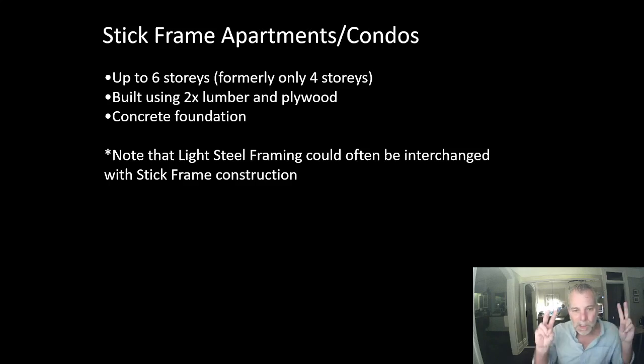So a 2x in our air quotes is nominally 2 inches wide. That is, it's actually 2 inches wide, and then it is planed or dressed and winds up being 1.5 inches wide or 38 millimeters. But they call it 2x because it starts off at 2 inches wide. And then the depth varies from nominally 4 inches, which is 3.5 inches, 89, up to nominally 12 inches, which is 11.25 inches, or 286 millimeters deep.